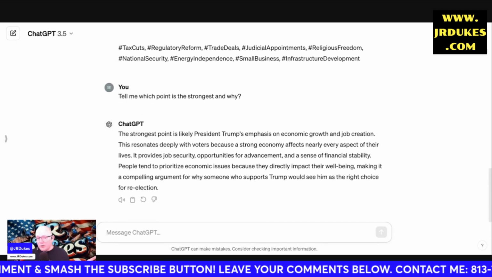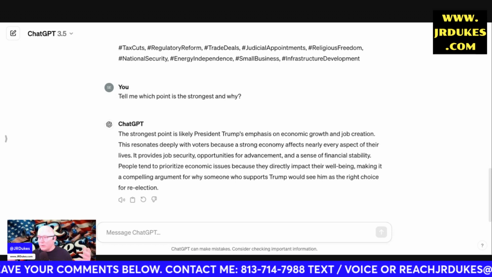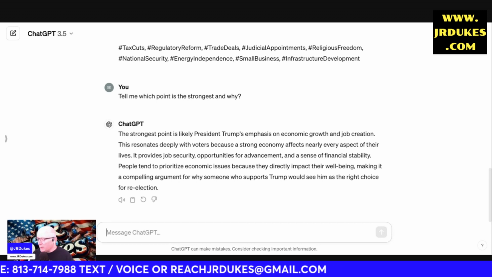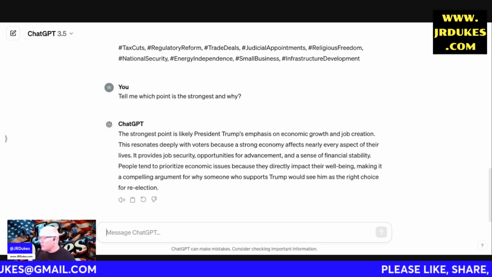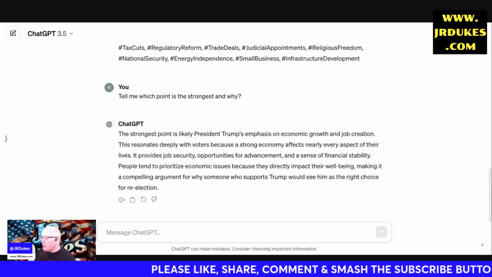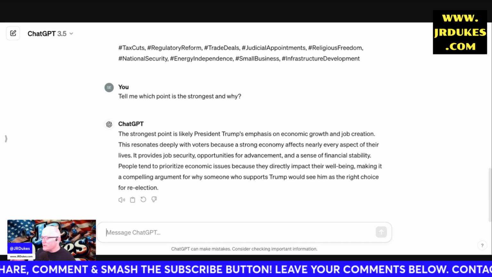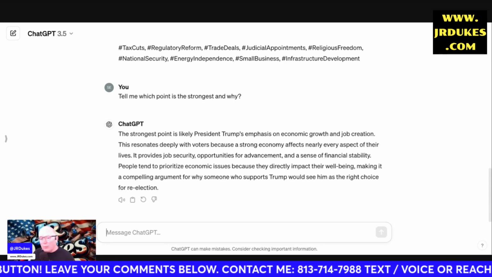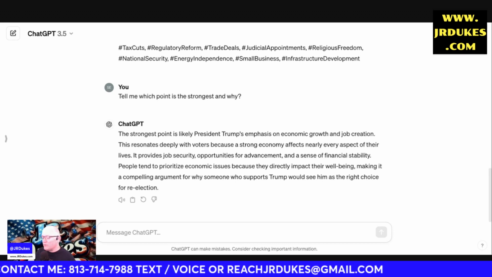That makes sense to me, folks, because in the words of James Carville, who was the campaign manager for former President Bill Clinton, he always said, it's the economy, stupid, and I happen to totally agree with this. It goes on, this resonates deeply with voters because a strong economy affects nearly every aspect of their lives. It provides job security, opportunities for advancement, and a sense of financial stability. People tend to prioritize economic issues because they directly impact their well-being, making it a compelling argument for why someone who supports Trump would see him as the right choice for re-election.